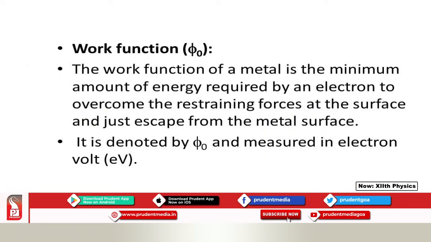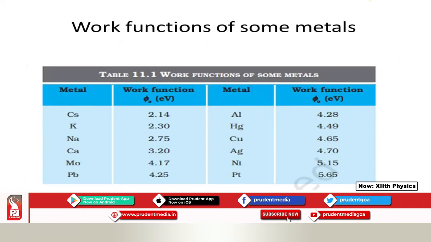It is denoted by phi 0 and measured in electron volt. You can see a table over there which shows the work function of some metals, starting from cesium, which has the lowest work function of 2.14 electron volt, to platinum with a work function of 5.65 electron volt.